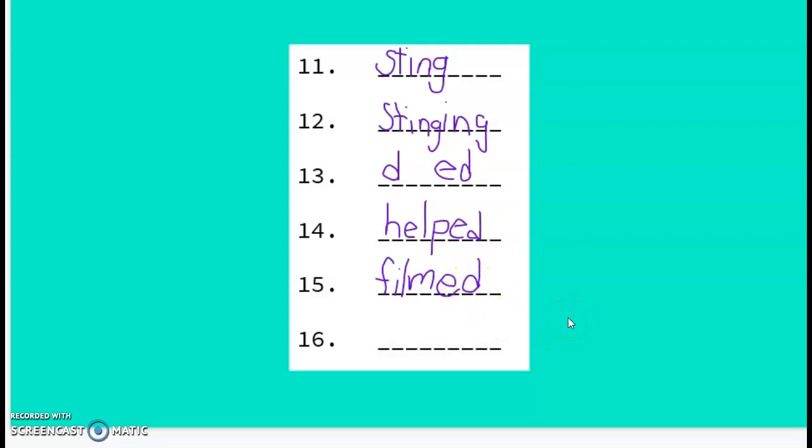Number 16. Rested. What's the root word there? Right, rest. R-e-s-t. What goes at the end of the word? Rested. What's the suffix? Ed.